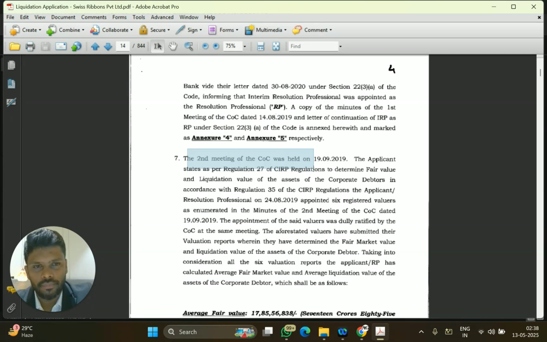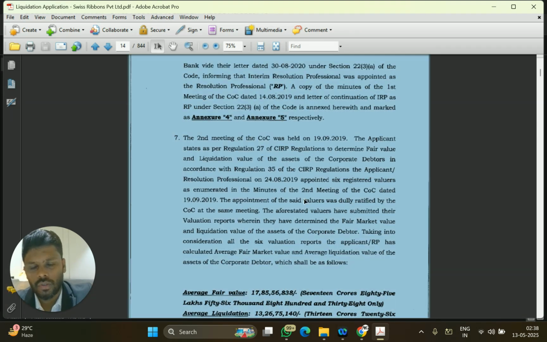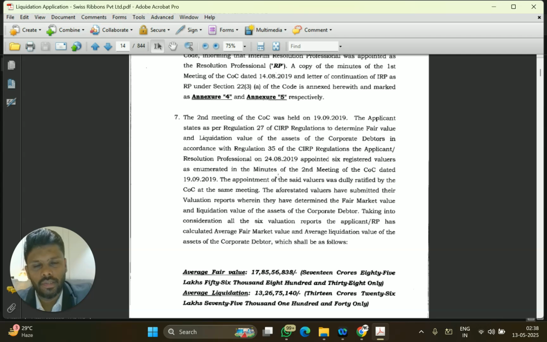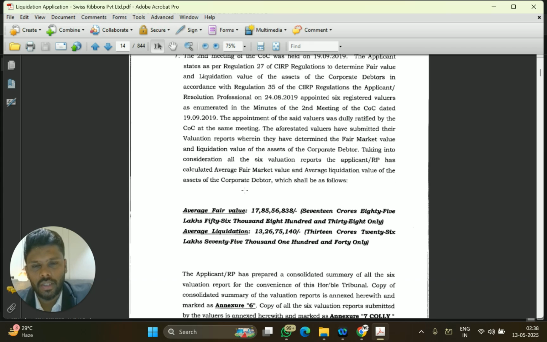Then the second COC meeting was held. In the second COC meeting, the applicant, that is the RP, informed the COC that to determine the fair value and liquidation value of the assets of the corporate debtor, in accordance with Regulation 35, I've shown you Regulation 35, he appointed 6 registered valuers. Why 6? 2 in each class. The valuers have done their valuation exercise, and the average of their valuations boils down to the average fair value of the company. That was 17 crores 85 lakhs. And what was the average liquidation value of the company? That was 13 crores 26 lakhs. I'll show how the average values are computed.